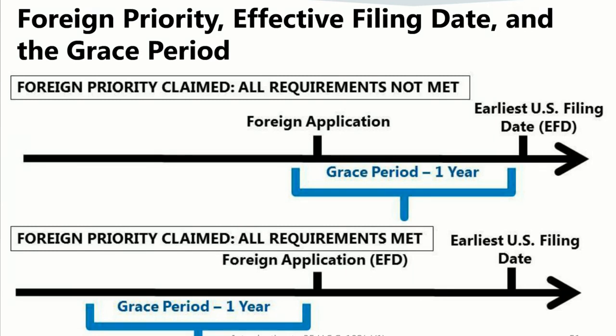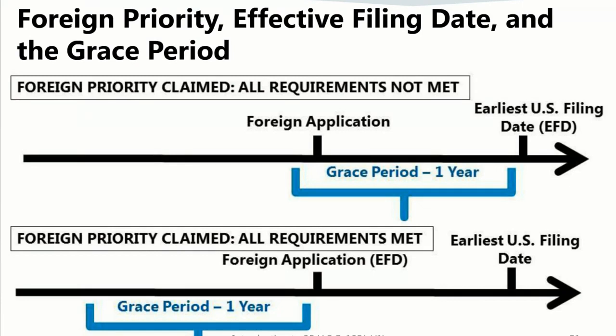In the bottom timeline, all the requirements for foreign priority have been met. Therefore, the effective filing date is the filing date of the foreign application, and the grace period extends back 1 year from its filing date. While domestic benefit and foreign priority are quite similar as indicated in these last two slides, there can be some differences in how this plays out during examination.